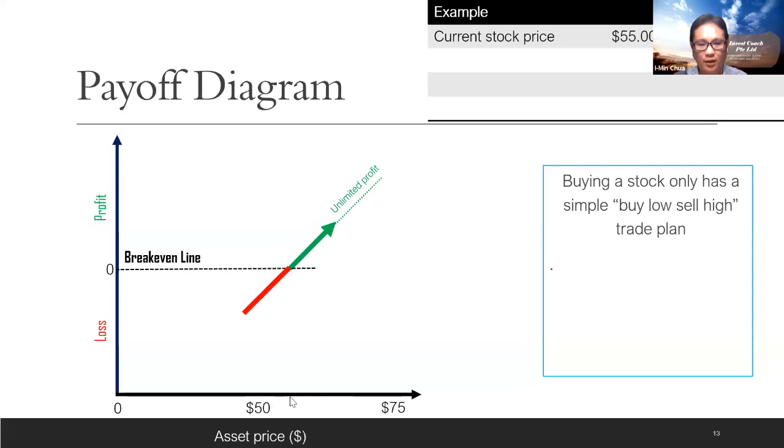If the price of the stock increases, you make a profit. If the price of the stock drops, you actually make a loss. Okay, so that's what the payoff diagram shows.